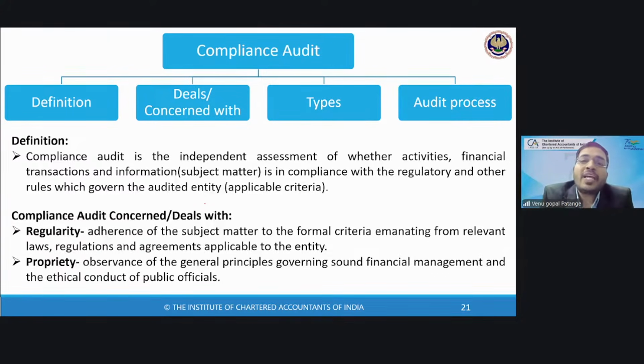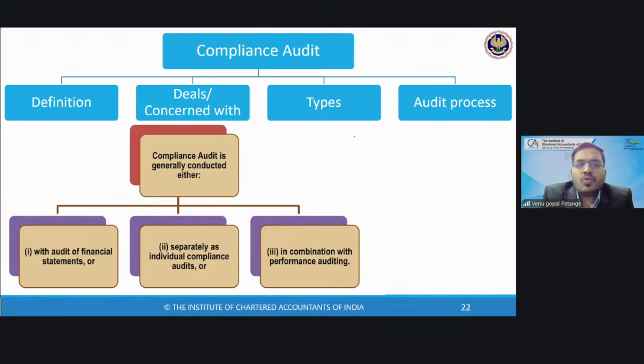So we'll discuss types of compliance audit. Generally, you can do a compliance audit as a separate engagement, or along with a financial audit, or along with a performance audit. It's very simple. Types is nothing but the different types of compliance audit, meaning whether it can be done alone or along with some other audit.